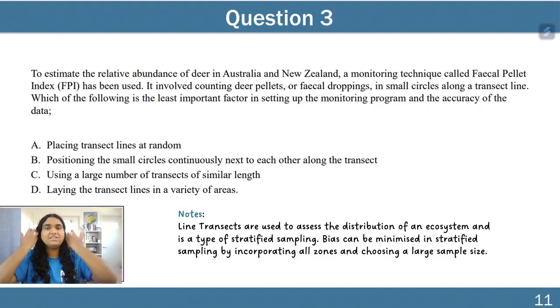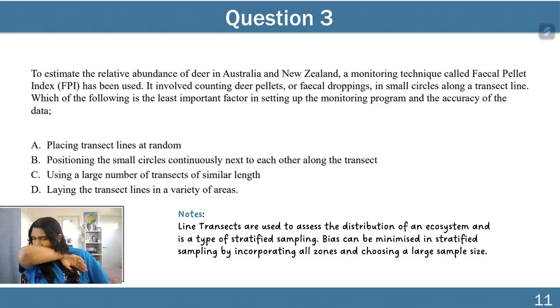So with line transects, it doesn't really matter where you're counting everything too much, as long as you're only counting the organisms that are touching the line in the transect. And then C and D, using a large number of transects of similar length and laying the transect lines in a variety of areas are all equally important.